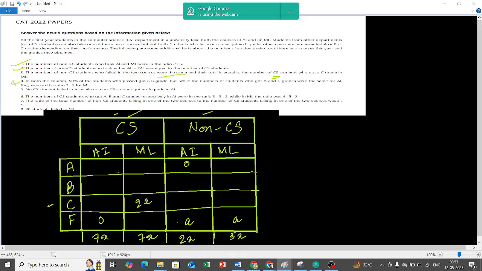The number of CS students who got A, B and C grades respectively in AI are in the ratio 3:5:2. See this particular information, information number 6. Note this very carefully. So 3, let me name it as Y, 5Y, 2Y. Tell me, have you understood till here?